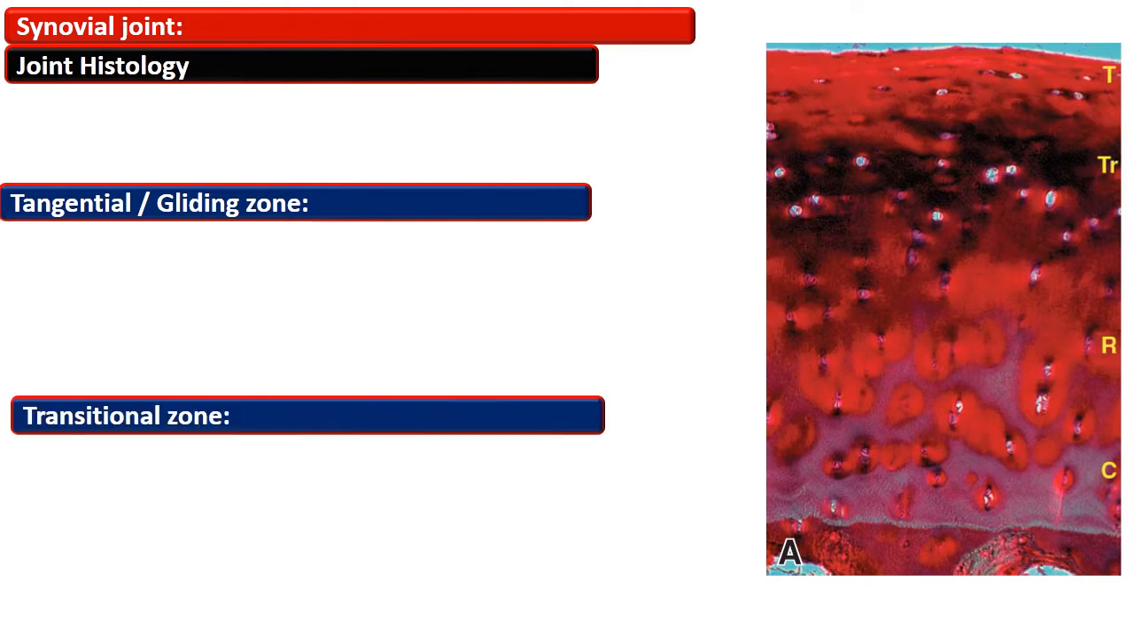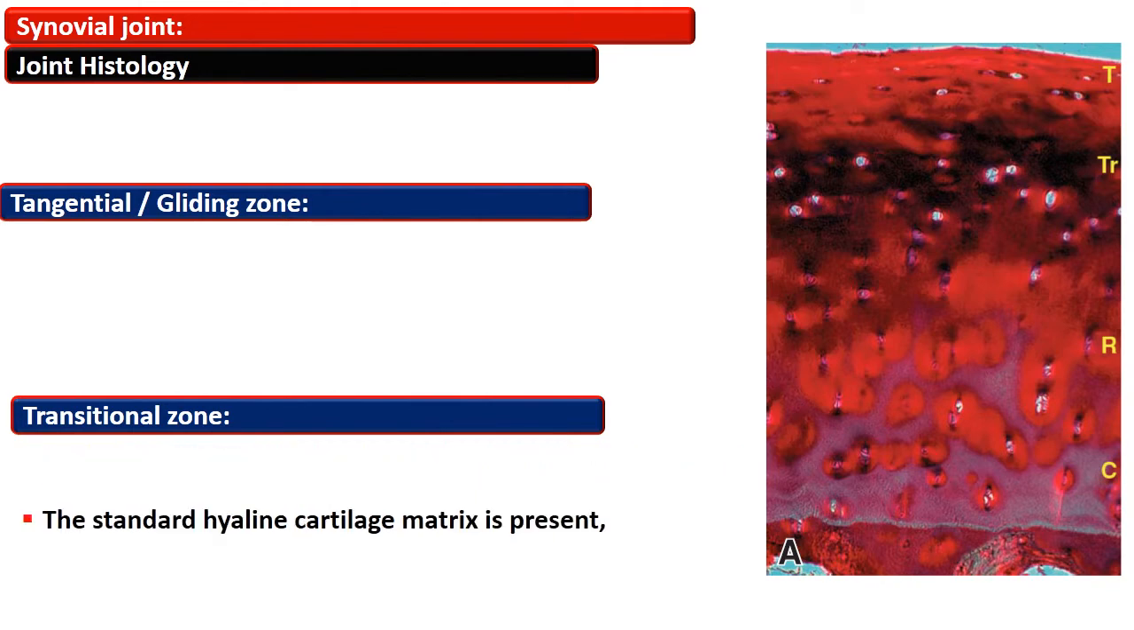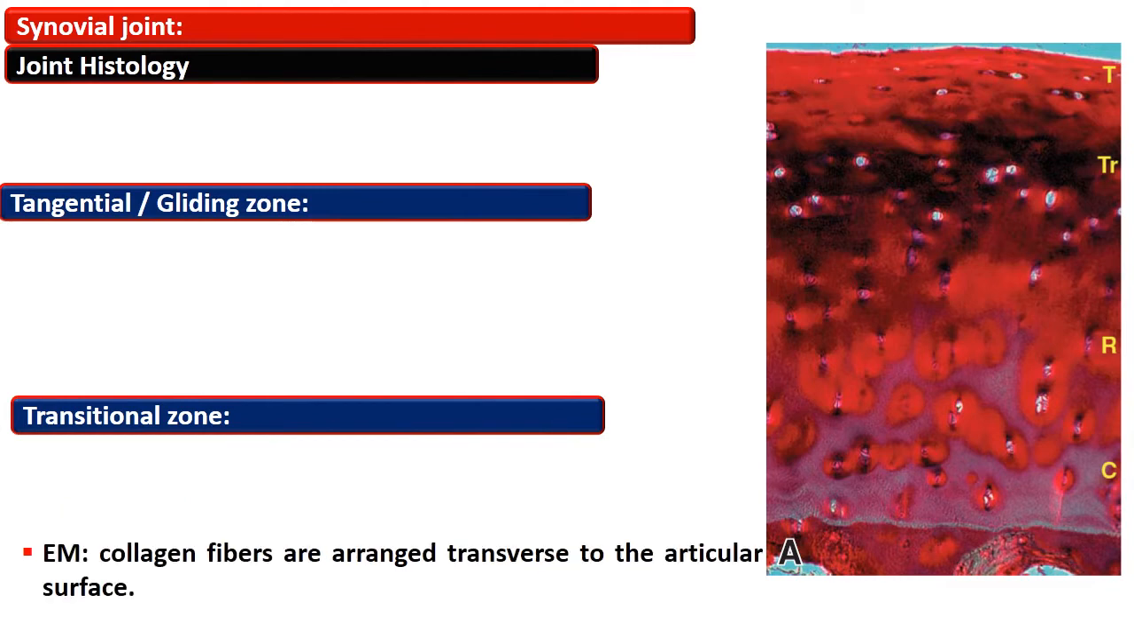The second one, underneath this tangential zone, is the transitional zone. In this transitional zone the chondrocytes are larger, ovoid and randomly distributed. Then the standard hyaline cartilage matrix is here, and on electron microscopy the collagen fibers are arranged transverse to the articular surface.